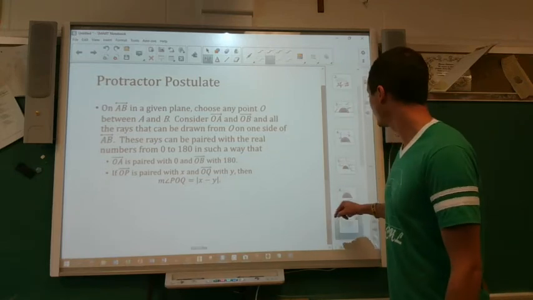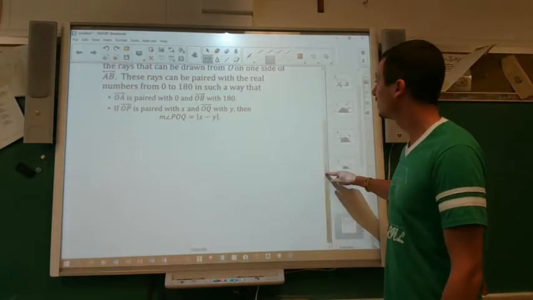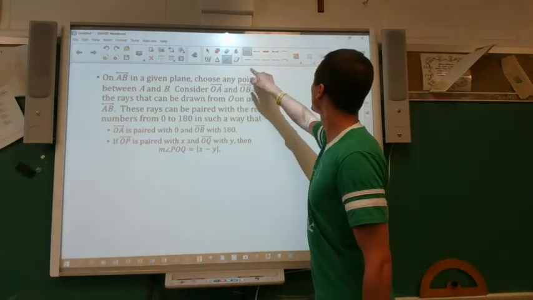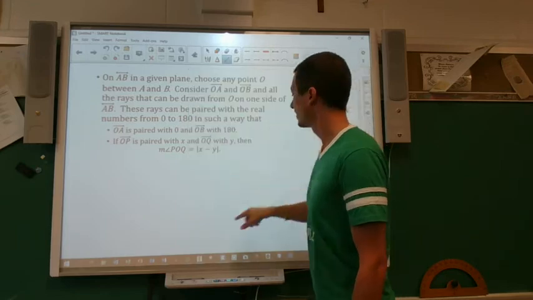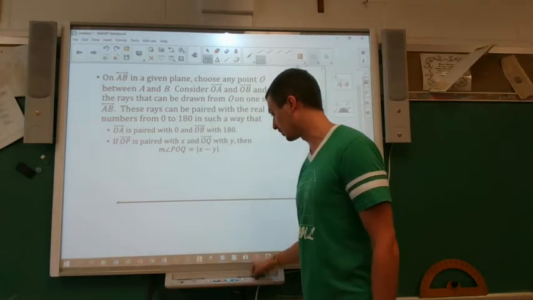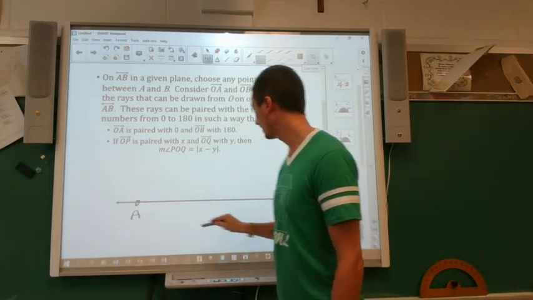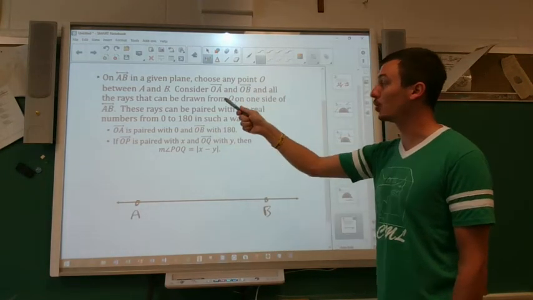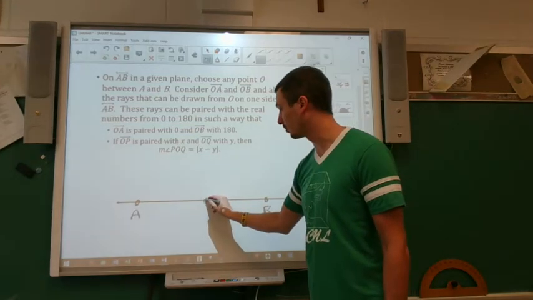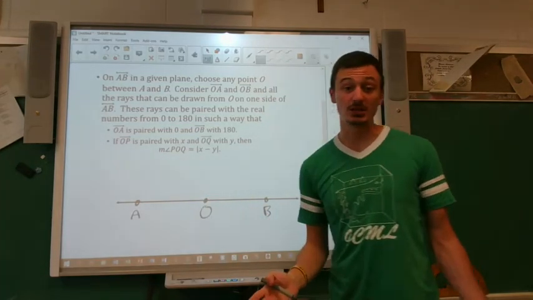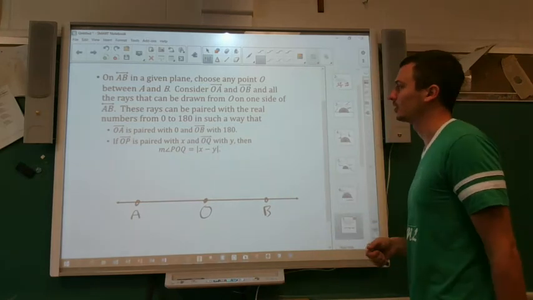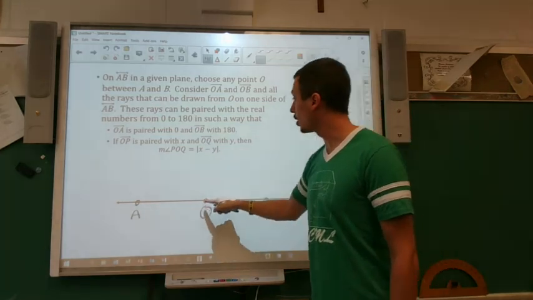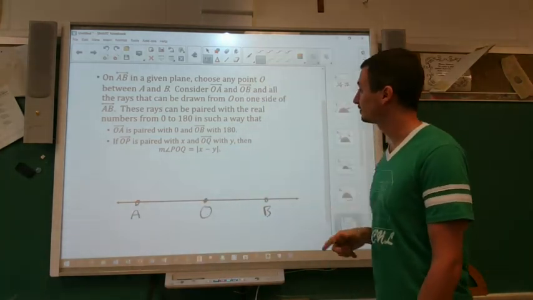So what it's saying is that, so we have line AB. We should start with that. So here's a line. I'm going to put some points on it. Point A and point B. Good. I want to choose any point O that is between A and B. So I'm going to put a point right in the middle. It doesn't have to be in the middle, but I want it to be. Makes it a little bit simpler. Between A and B. So we're considering rays OA and ray OB.